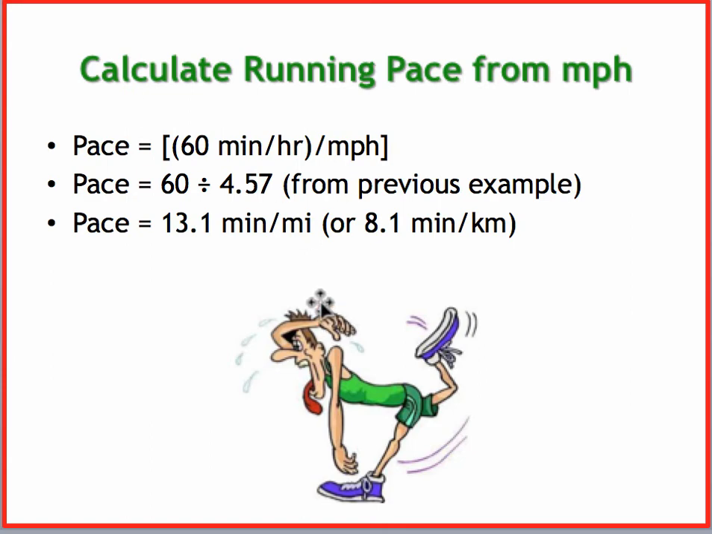And to calculate running pace, since there are 60 minutes in an hour, you divide that by the miles per hour that you want your person to be running. From the previous example it is 5.47 miles per hour. So divide 60 by 5.47, and you end up with, for an 8 MET intensity, you want them running at 13.1 minutes per mile, or 8.1 minutes per kilometer if you use the European system.